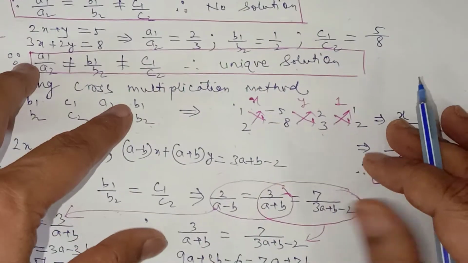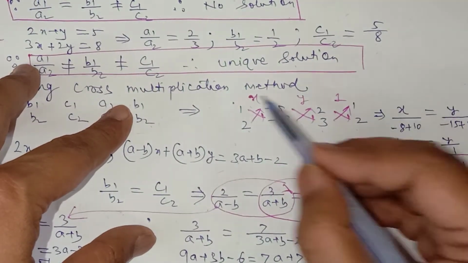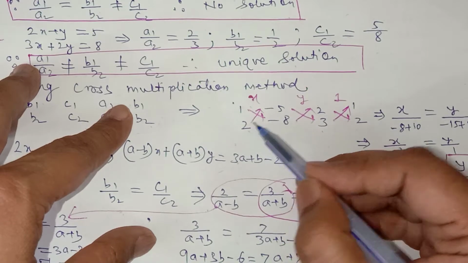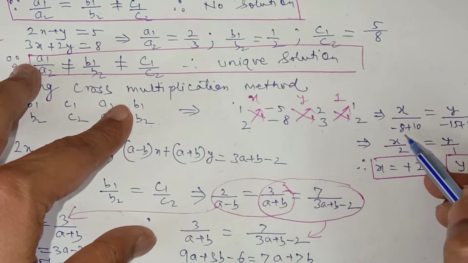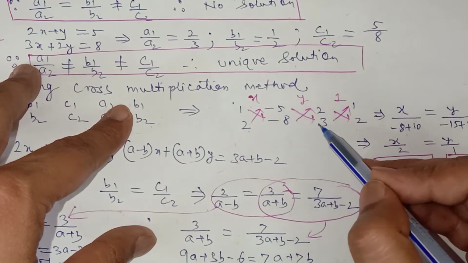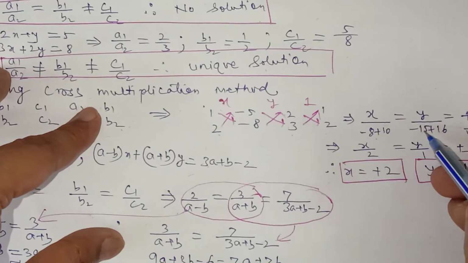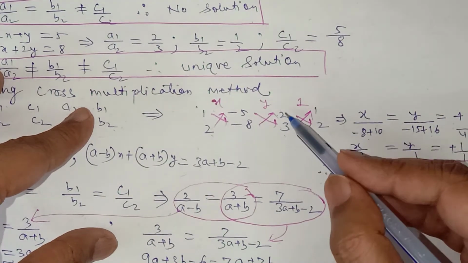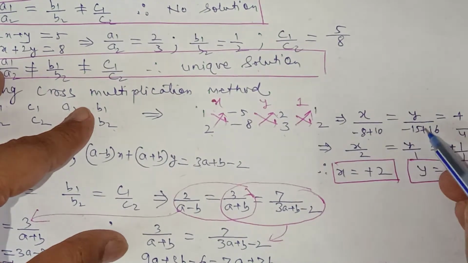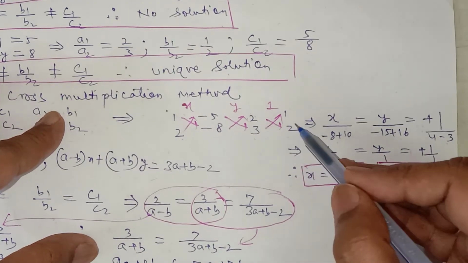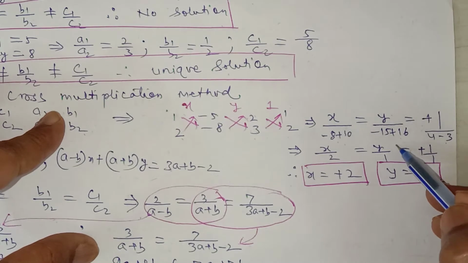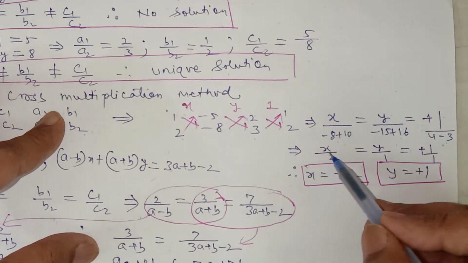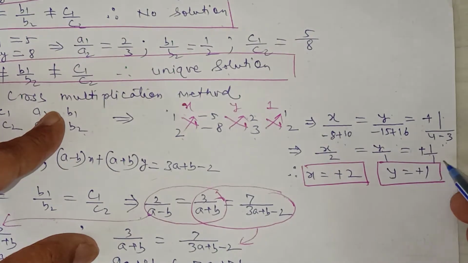So as usual, x upon will be this into this minus this into this. So this into this is minus 8 minus this into this will be equal to plus 10. y upon will be this into this minus 15 minus this into this minus 15 plus 16, and 1 upon will be this into this minus this into this, 4 minus 3. So when you solve it, x upon 2, y upon 1, 1 upon 1. So put this is equal to this, you will get x. Put this is equal to this, you will get y. This is the value of x and y.